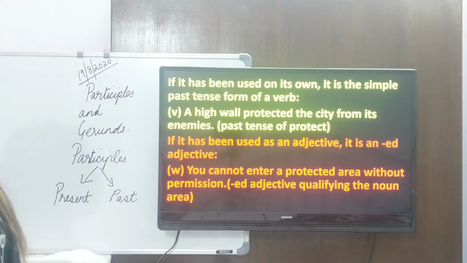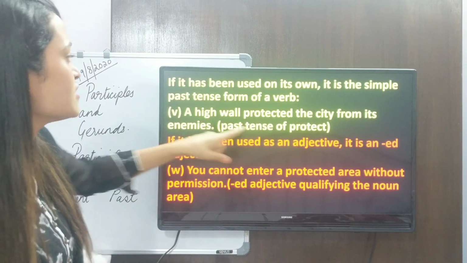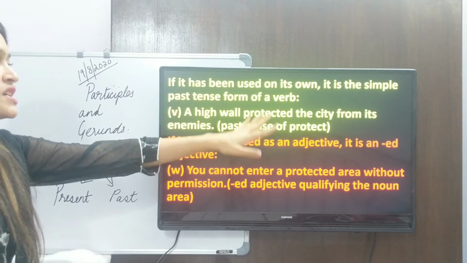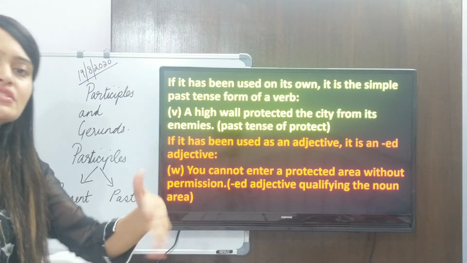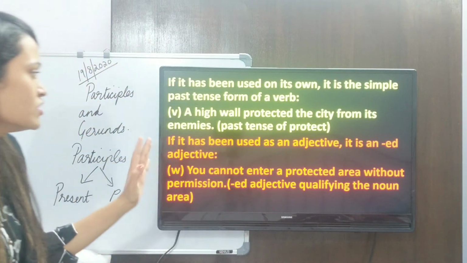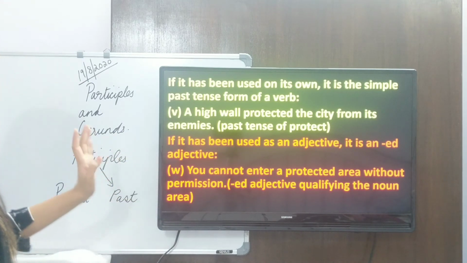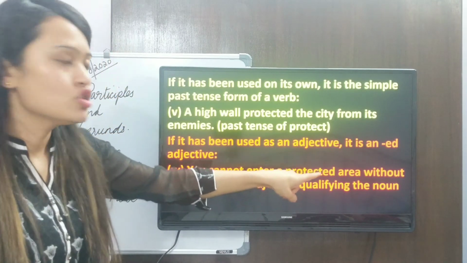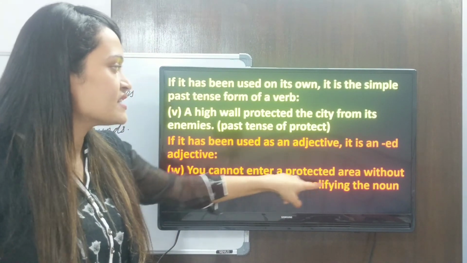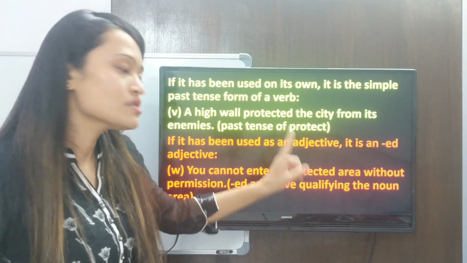If it has been used on its own, it is the simple past tense form of a verb. For example, a high wall protected the city from its enemies. It is the past tense of protect. So protected over here is the past tense of the basic verb. If it has been used as an adjective, how will it appear? You cannot enter a protected area. So area is the noun. Protected is the adjective qualifying area over here. So this is a past participle.